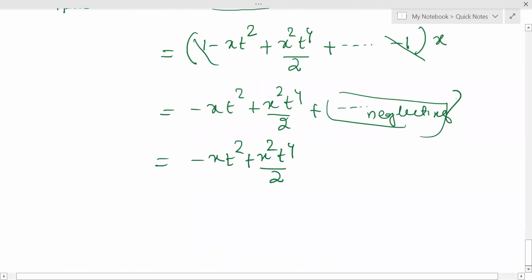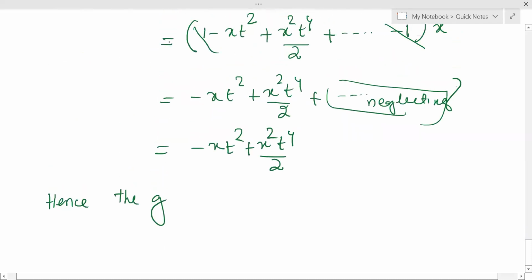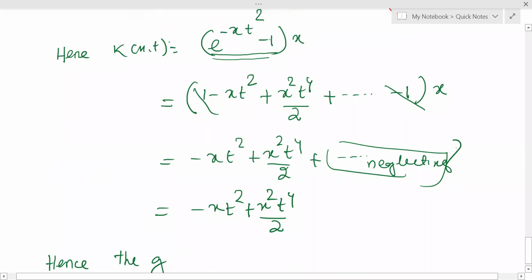Hence the given integral equation becomes... Sir, will we not multiply that x? Oh, the x is also there. Right, you can multiply that x. That is x square, right. This is x square and this is x cube. Okay.